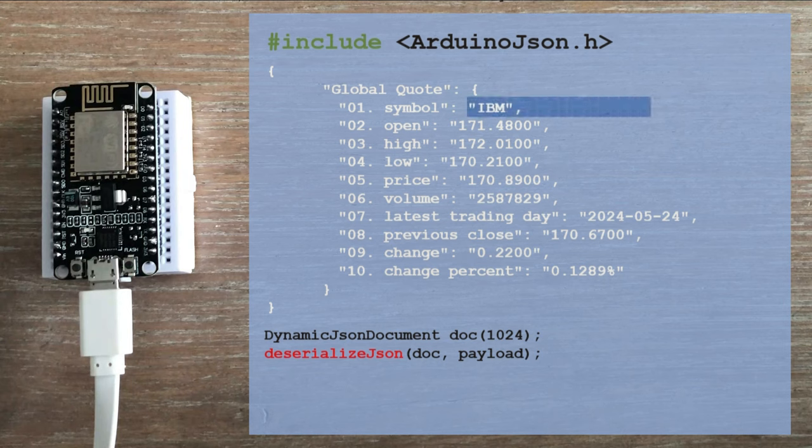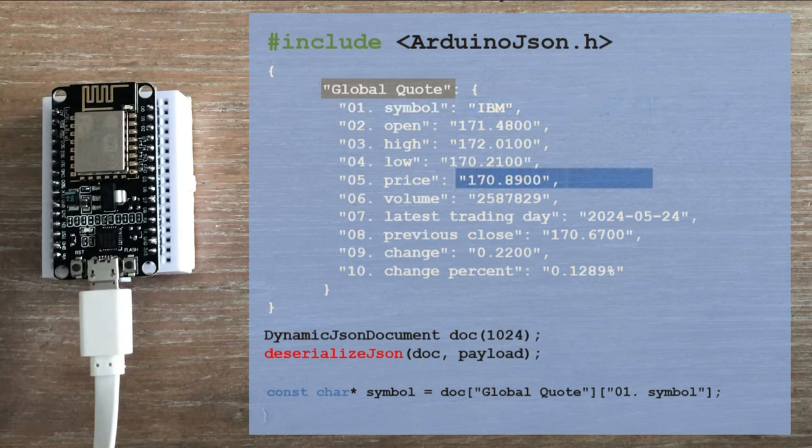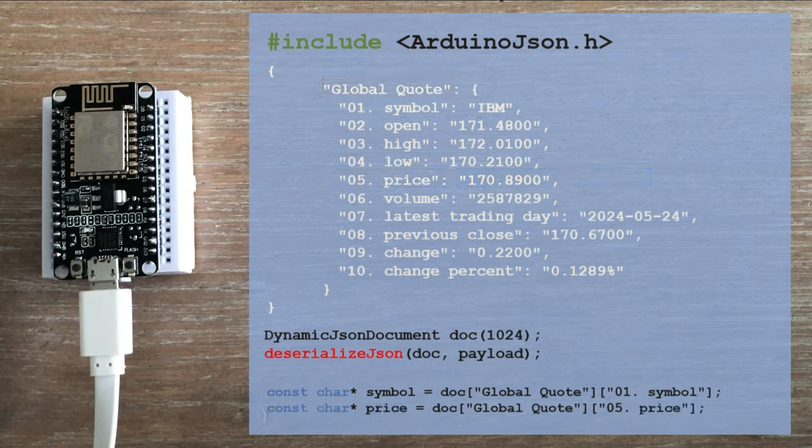So we can access the stock symbol using this command, and in a similar fashion, extract values for price and change percentage.